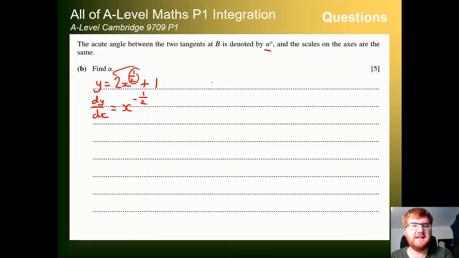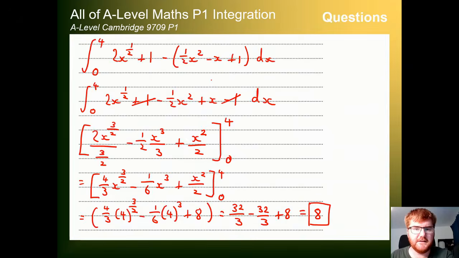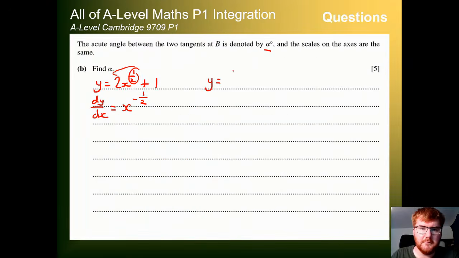If we differentiate the other one, half x squared minus x plus 1, you bring the 2 to the front. 2 times a half is just 1, and reduce the index by 1. So that's going to give us just x. Differentiating this gives us minus 1, and the 1 we ignore.